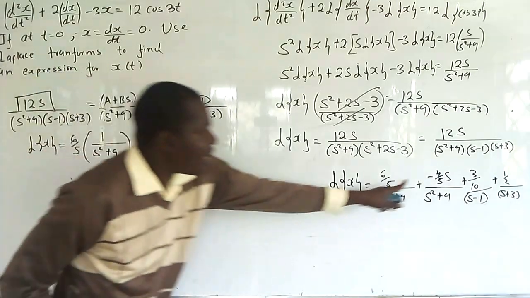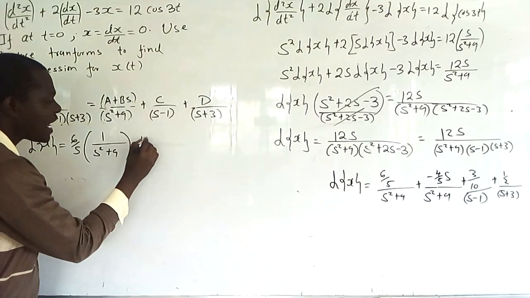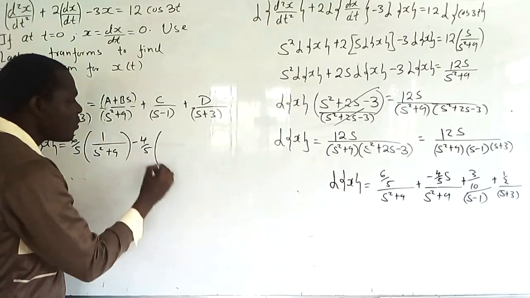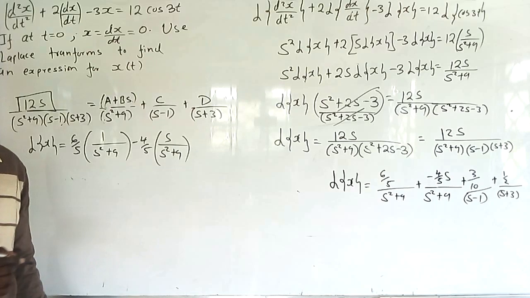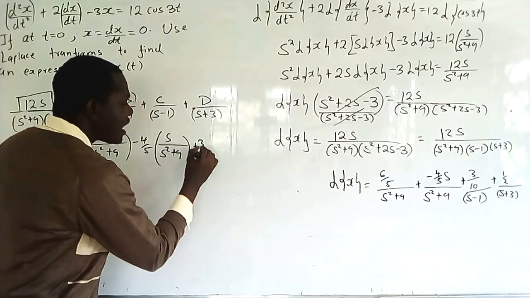Then you come here, negative 4 over 5 is a constant, you bring it outside, isn't it? So we have negative 4 over 5, because negative into positive is negative, isn't it? Then we remain with s over s squared plus 9. Are you seeing that? Then here the constant is positive 3 over 10, isn't it?